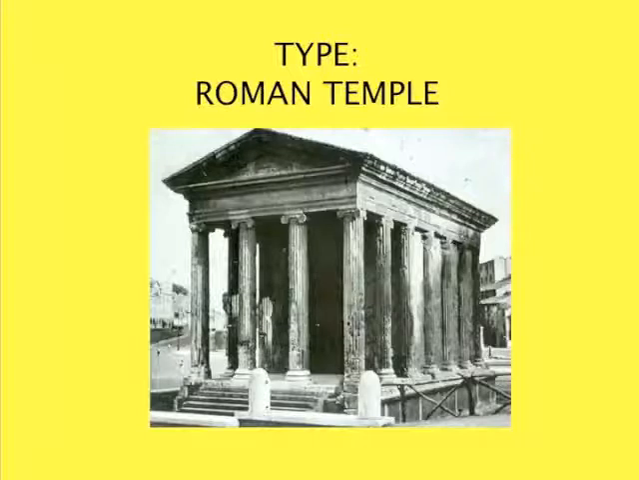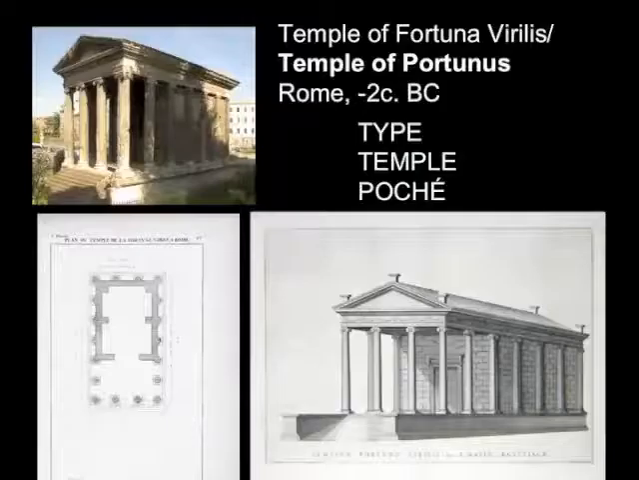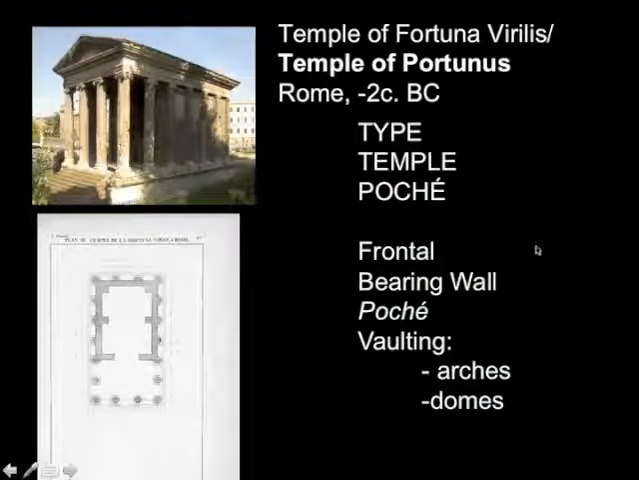Here's another type, characteristic of Roman architecture, and that's the temple. We saw temples when we looked at Greek architecture, but Roman temples are slightly different for a number of reasons. One reason is they are frontal. And they're frontal because they tend to be in a very delimited enclosure, a courtyard or a forum. So they only have one face that is primarily accessed by the people. They're also bearing wall structures.